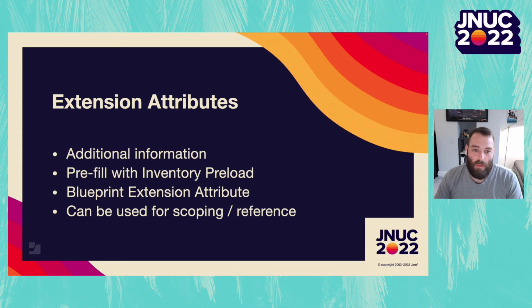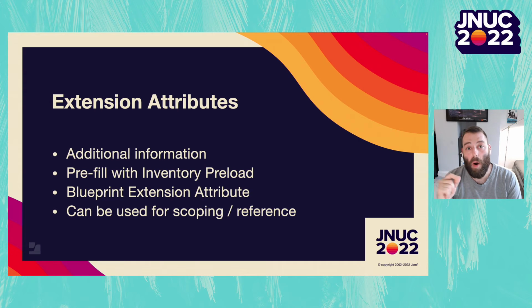So I mentioned extension attributes there. These are super handy little things in Jamf Pro which are going to allow us to store additional pieces of data beyond our normal database fields in Jamf Pro. As I mentioned in the last slide, we can pre-fill this information by using Inventory Preload. So before we upload our Inventory Preload data, we're going to need to create an extension attribute called Blueprint for both computers and for mobile devices.